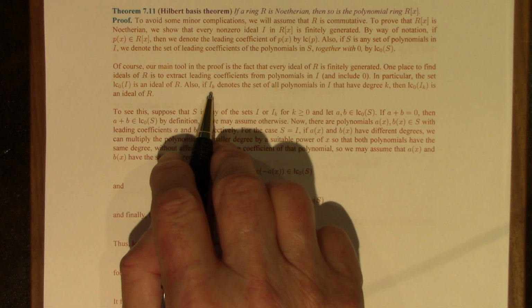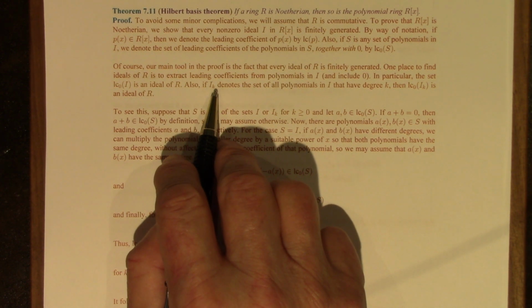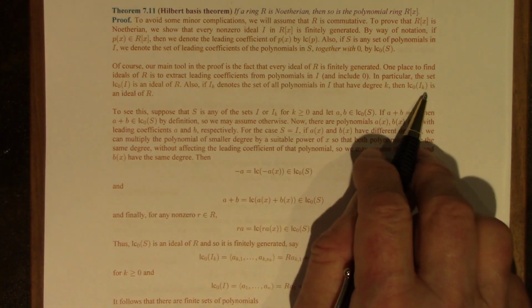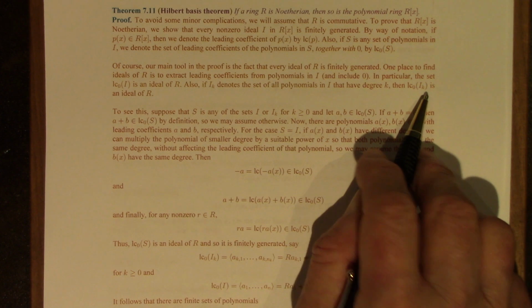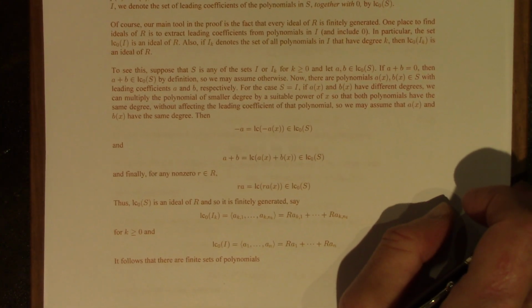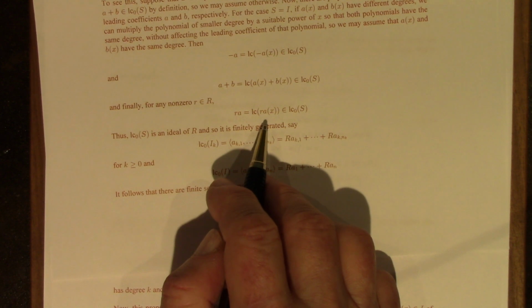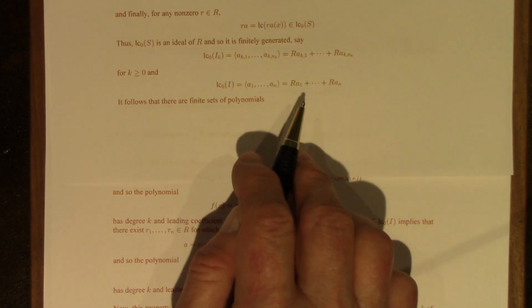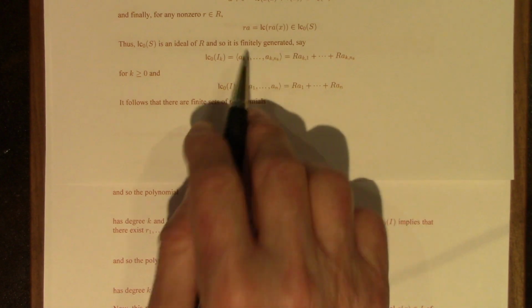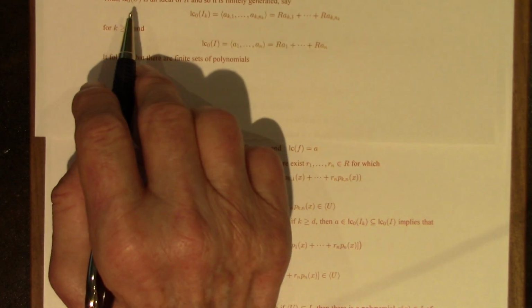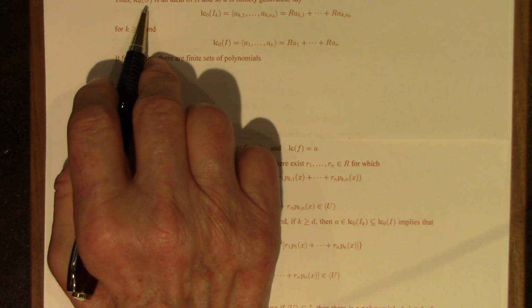Also, if I sub k denotes the set of all polynomials in I that have degree k, LC naught of I sub k is an ideal of R. I debated whether just to let you prove that or not, but I went ahead and gave you a proof here, and I'm going to skip over this because it's something you should try to do yourself before reading what I've written here. So, LC naught of S, where S is either I or I sub k.